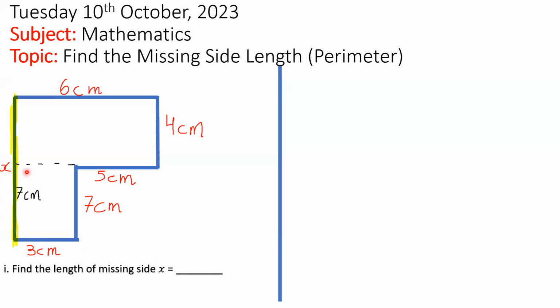Okay, good. Now, what is going to be from this side to this side? How much is that going to be? 4. Very good. So from that side, it's going to be 4 centimeters. So if that's the case, what is going to be X?